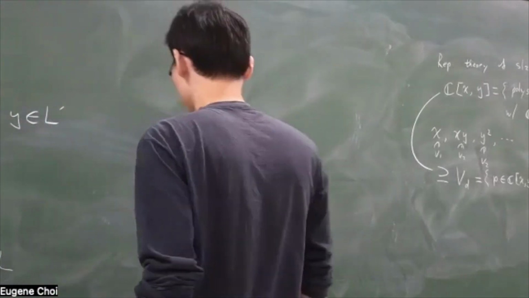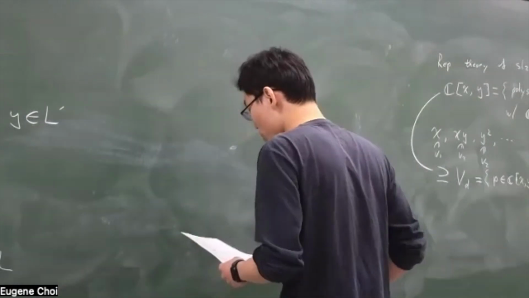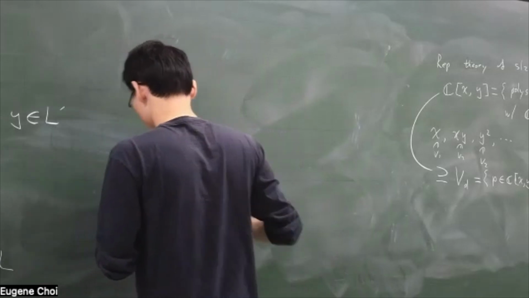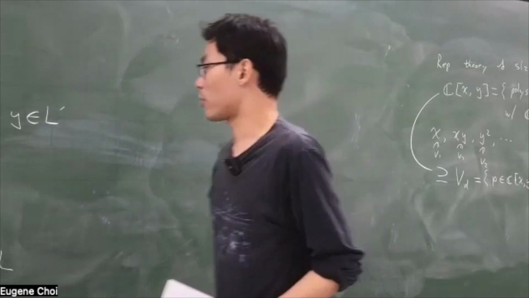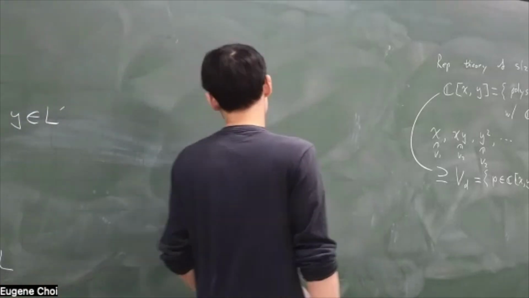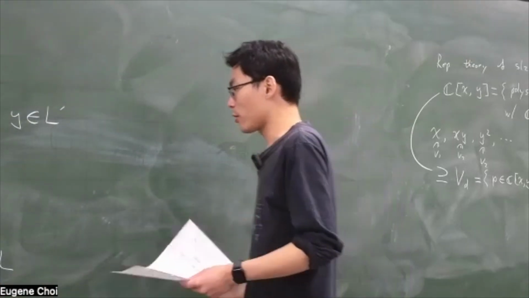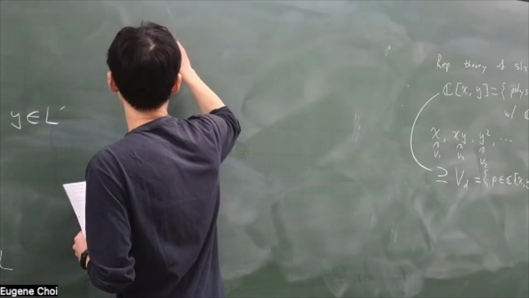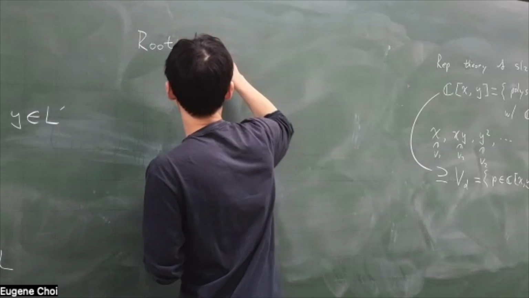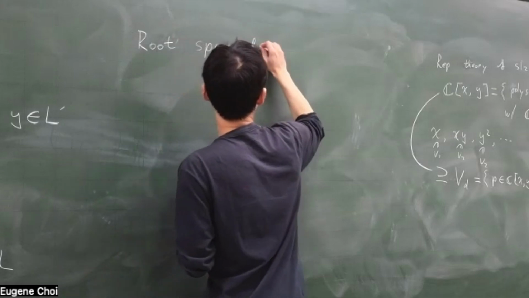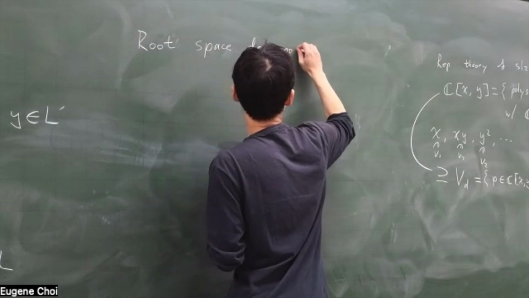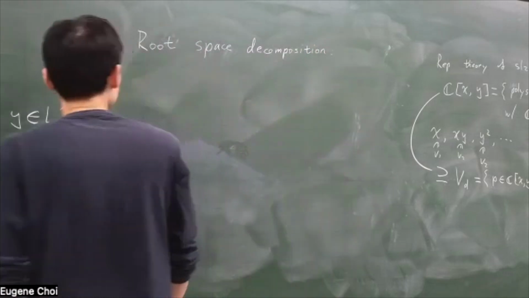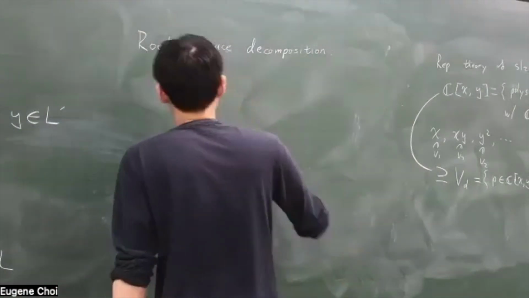We'll use it a little bit in the classification. To complete the classification, we need to expound the structure of a Lie algebra in a more detailed way, which is called the root decomposition or root space. So let's start with an example.